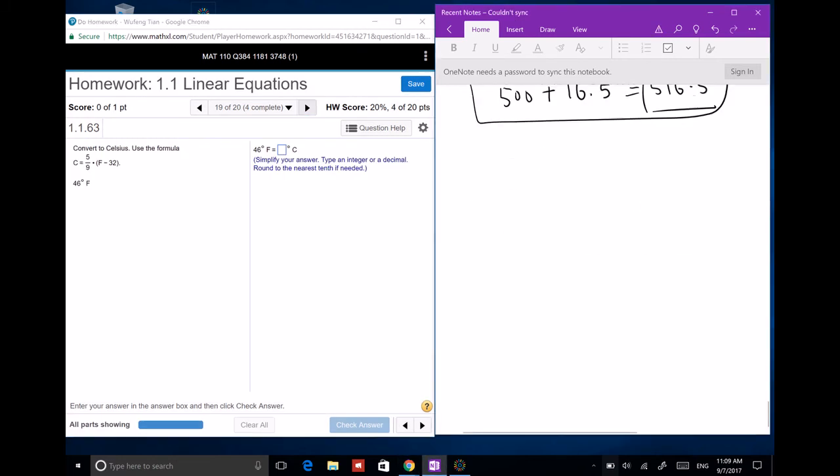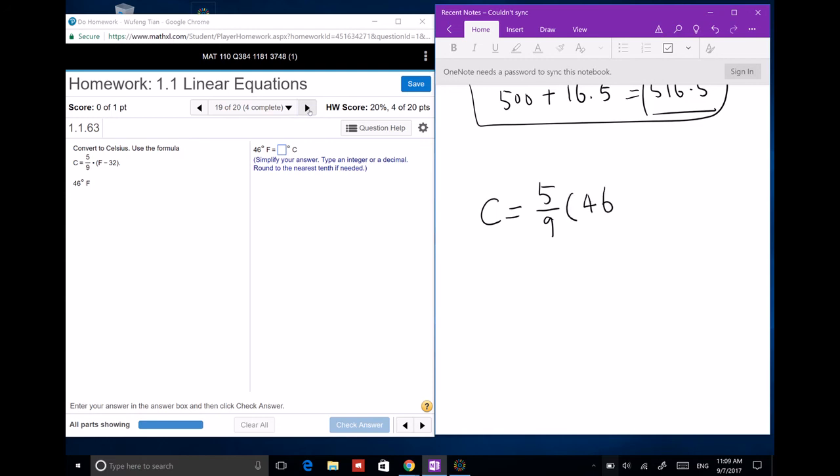Alright, next question. Convert to Celsius using the formula. It's 46 Fahrenheit, so plug 46 into F. C equals 5 over 9 times (F minus 32), so 46 minus 32, simplified. C equals 5 over 9 times 14, which gives 70 over 9. Integer or decimal, either one is okay.